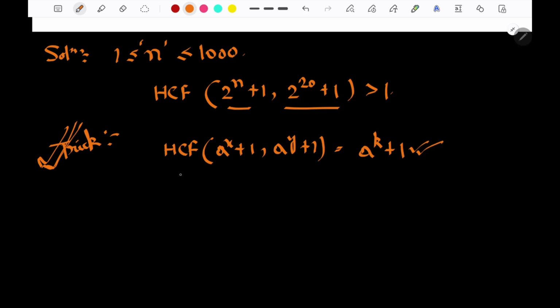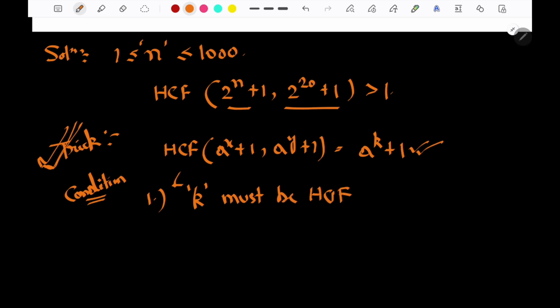But when two conditions are met, under certain conditions. So what is the condition? The condition is K must be HCF of x and y. That is, we can say K is equal to HCF of x comma y.